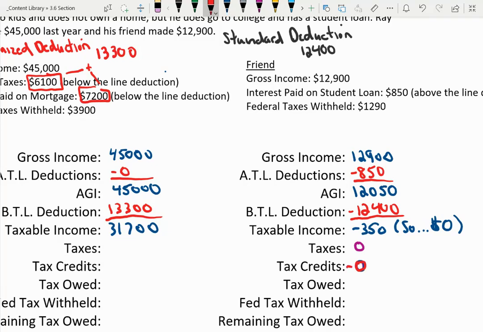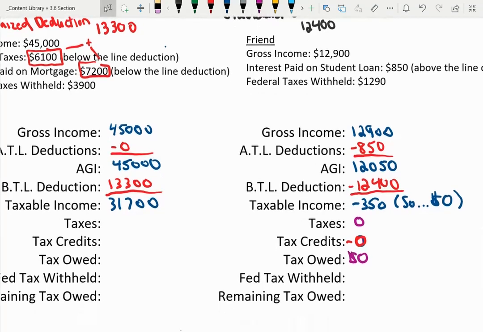There you go. No taxes, no tax credits that he could take away, and he doesn't need to because he doesn't even owe taxes. So the taxes owed at the end ends up being $0. Okay. All right. I'm going to stop there. So he owes no taxes.